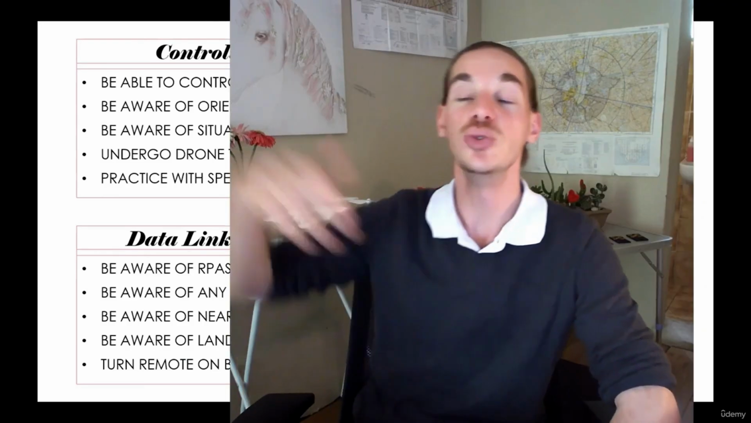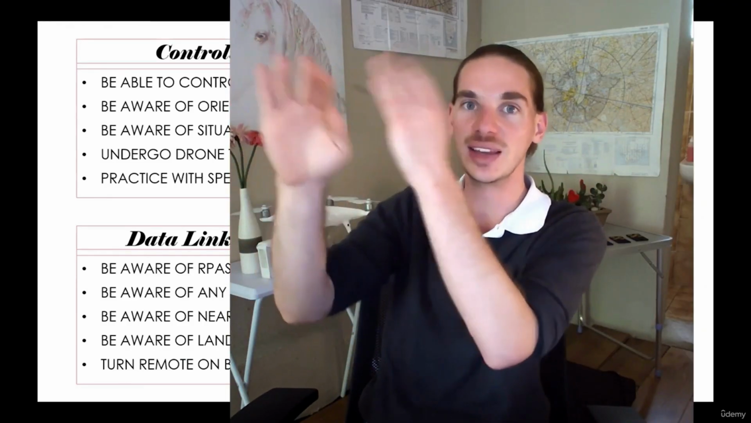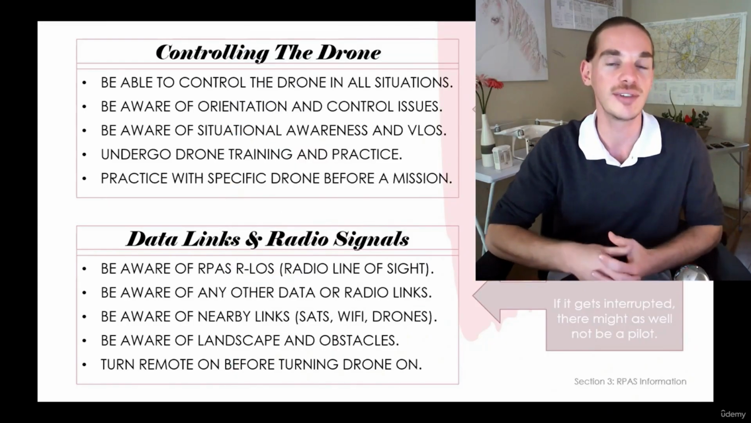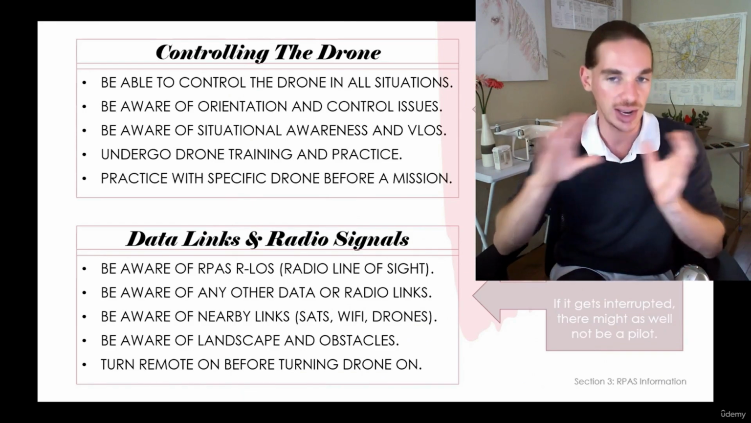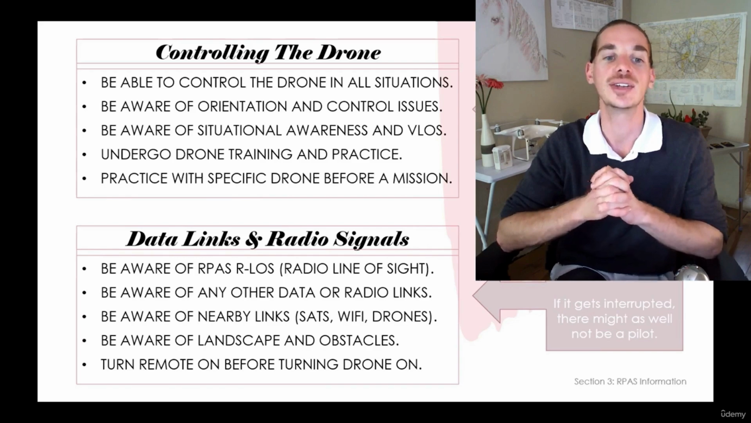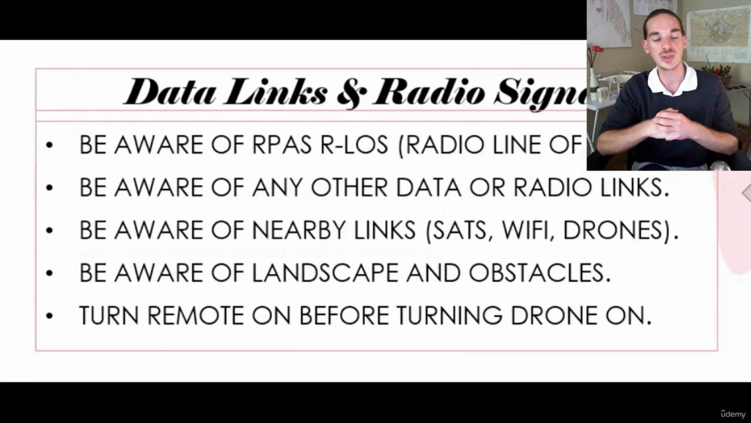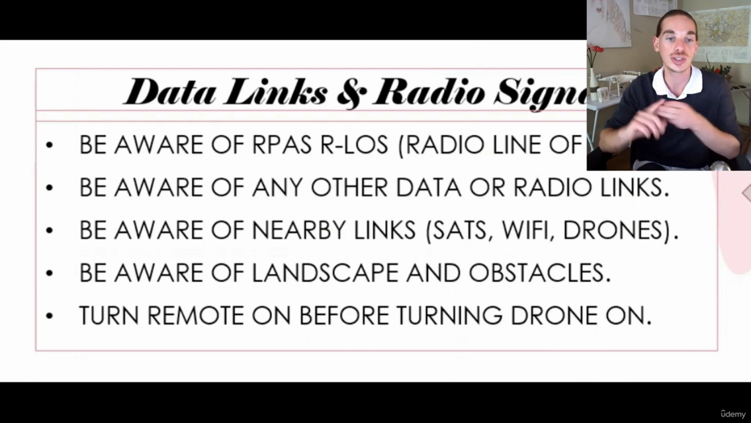Why? Because if I have two data links on 2.4 gigahertz right next to each other, then of course they're going to interfere with each other. So generally you're going to have your camera on 5 gigahertz, but it depends how you set it up. You can set it up on 2.4 gigahertz. You can do all these fun workarounds. There's a lot of interesting stuff you can do with the technology nowadays. You need to also be aware of nearby links such as satellites, Wi-Fi, or drones. So that covers the previous example.